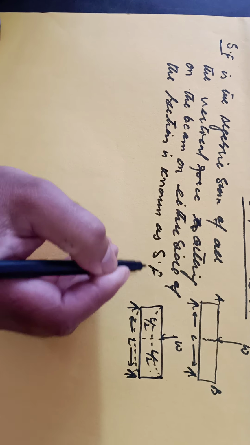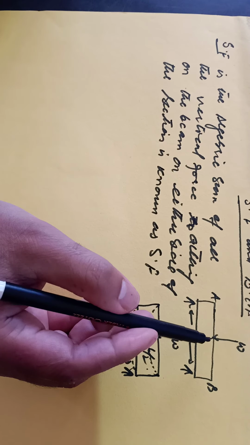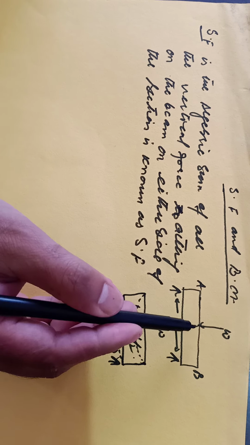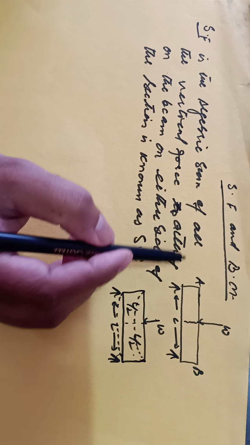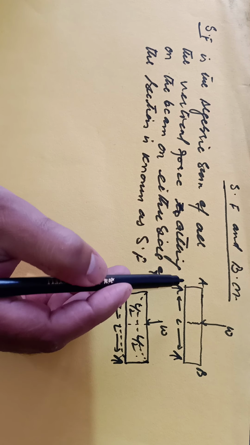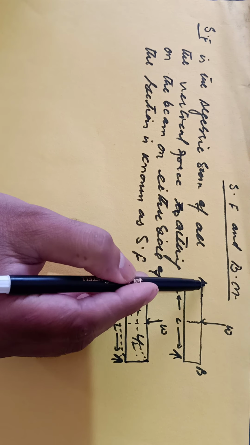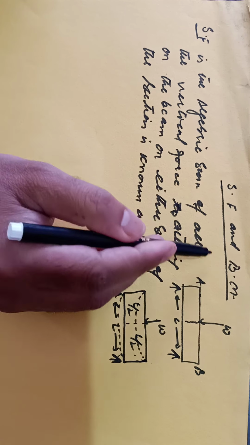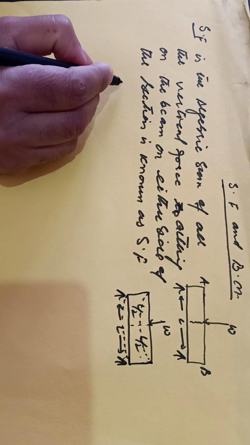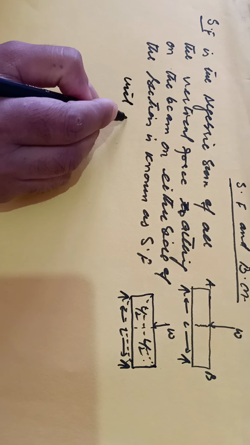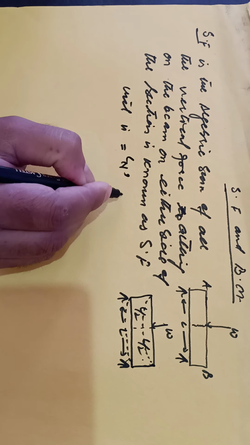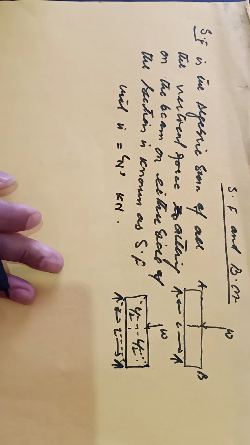On either side of the section is known as shear force, SF. Either side of the section means to the left of the beam or to the right of the beam, or we can simply say it is defined as the algebraic sum of forces acting on either the left hand side or the right hand side of the section. That is known as shear force. Now what are the units of shear force? The unit of shear force is simply Newton, or we can say kilonewton.